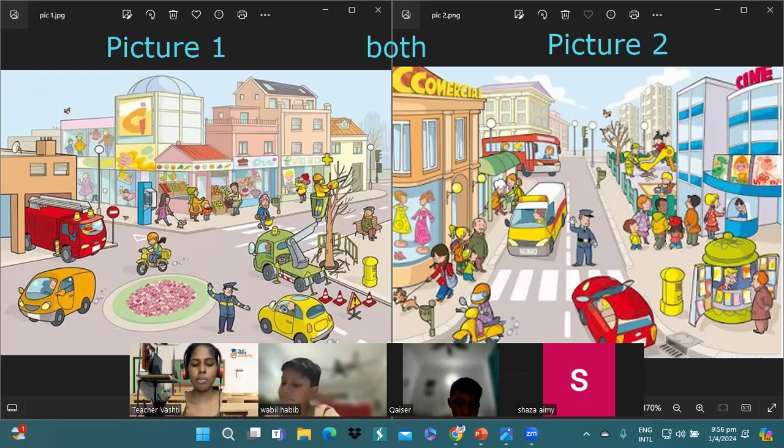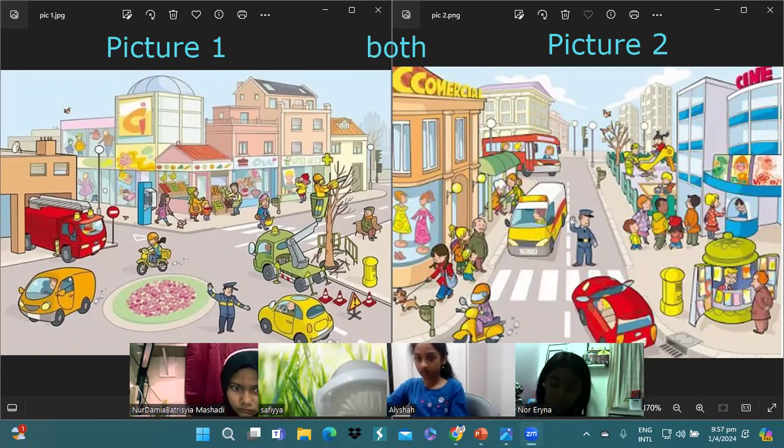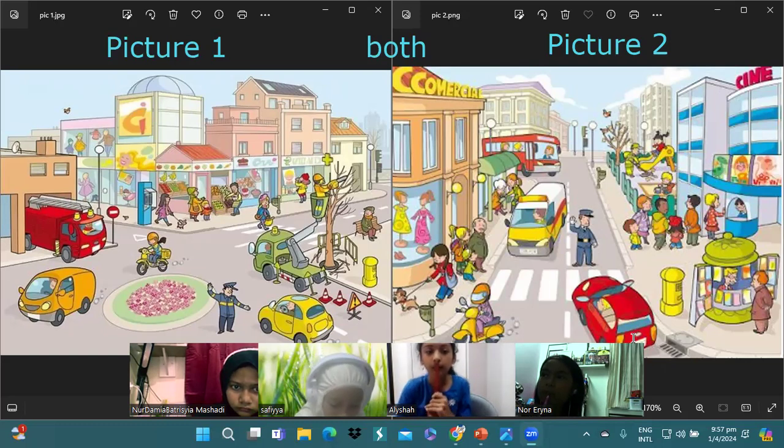Done. Okay, good. Number 2, there is a motorcyclist. There is a motorcyclist. Done. If you're done, you can just put your thumbs up. Okay, thumbs up enough already. Good, good, thank you. Number 3, there is a red bus turning around the corner. There is a red bus turning around the corner. Done. Number 4, there is a man cutting branches from the tree. There is a man cutting branches from the tree.